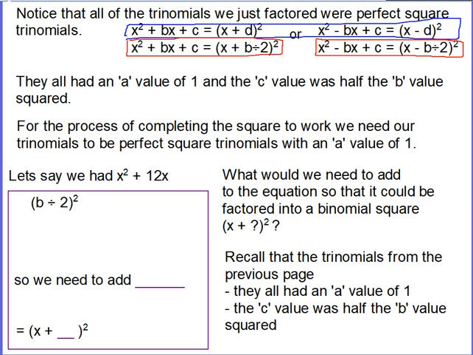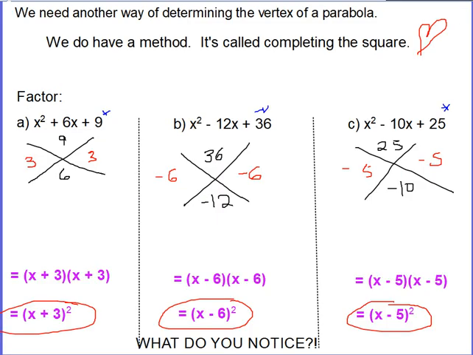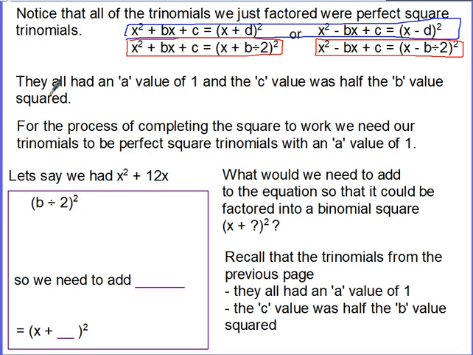The last thing to notice, well, how do we know when a perfect square trinomial is in fact a perfect square trinomial? Well, here's how we know. We have a look at the b and c values. It says here on the previous slide, they all had an a value of 1. Yes, we know. And then, this is important, I'm going to pull up my highlighter. The c value was half the b value squared.